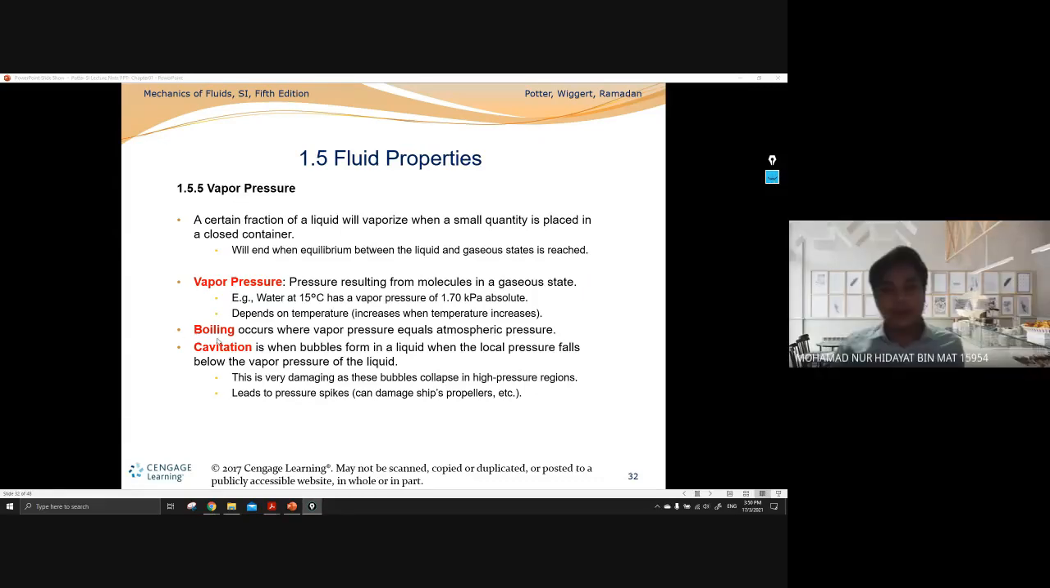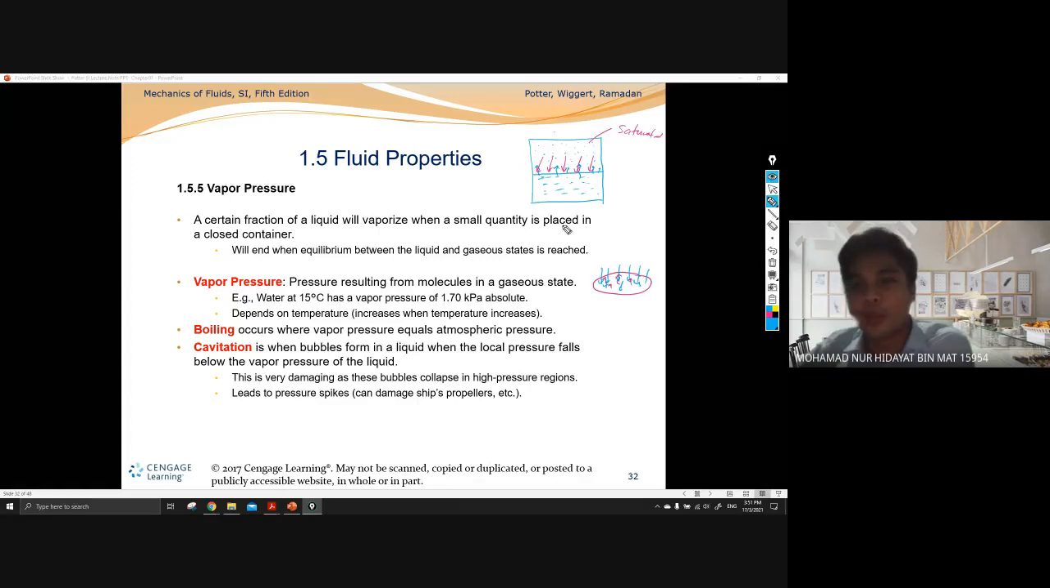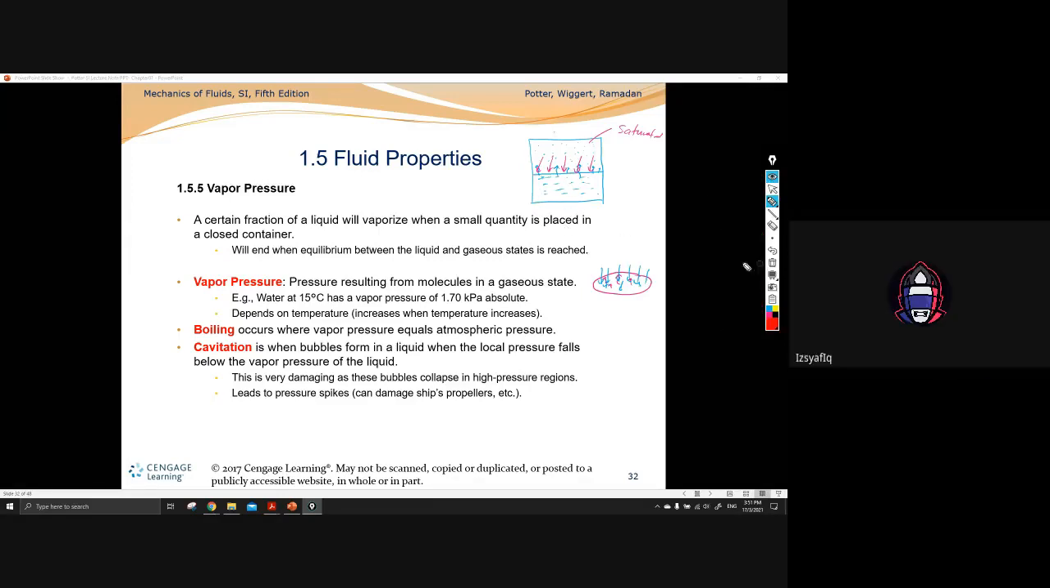Okay, what happens when you boil the liquid water? So more vapor will come, right? More vapor will appear inside the tank. So what do you think of the vapor pressure, increase or decrease when you boil? When you try to heat up the liquid, it decreases.